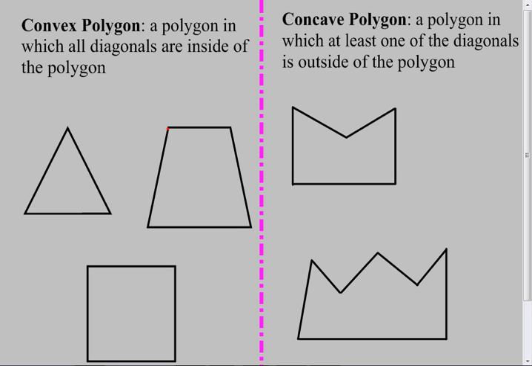What kind of shape is this four-sided figure? Quadrilateral. And I can draw that diagonal and that diagonal. And the diagonal totally lies inside the shape. How many diagonals for a triangle? No diagonals.